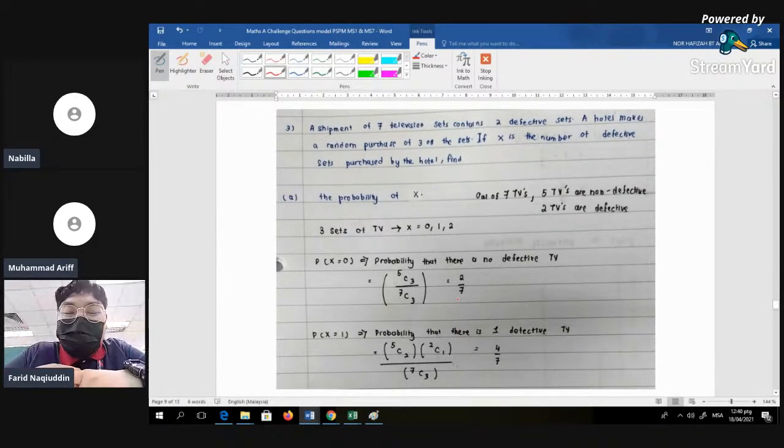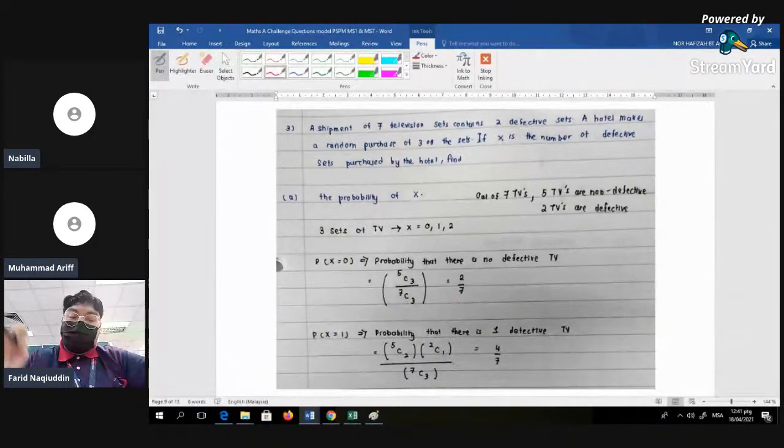So for this question, I use the other method, which is by using combination. To find the probability of X, we found out that of 7 TVs, 5 TVs are non-defective, and 2 TVs are defective. A hotel wants to make a random purchase of 3 sets of the TVs. So we denote X equal to 0, 1, and 2.